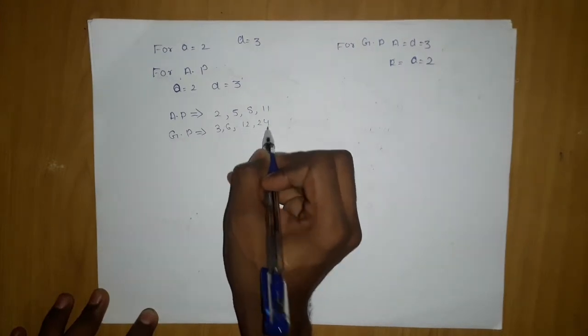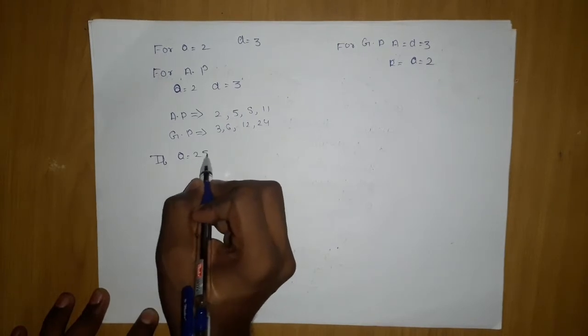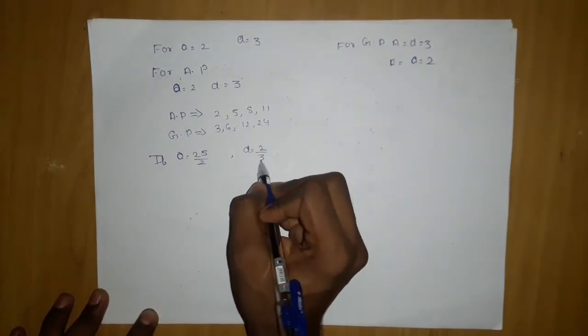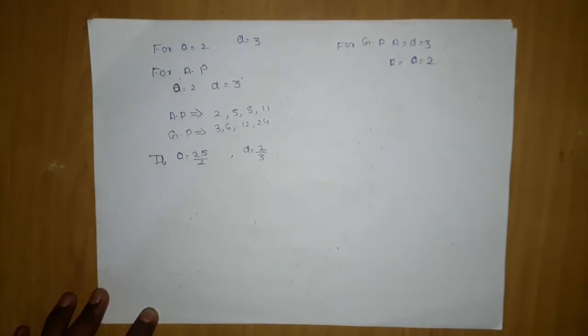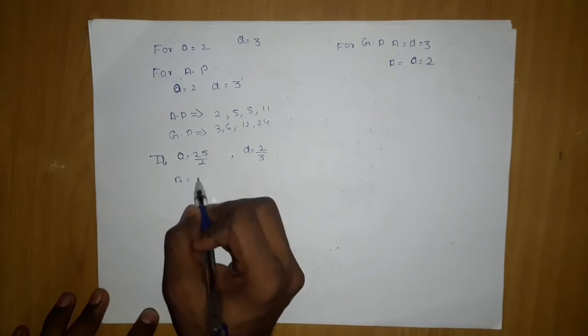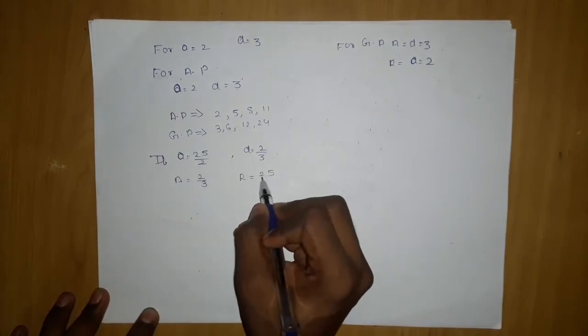12, 24. But if a is equal to 25 by 2, then d will be 2 by 3. The way we got that d, you can get the d like that only. And a is equal to 2 by 3 and capital R will be 25 by 2.